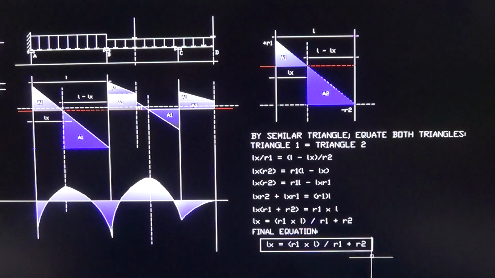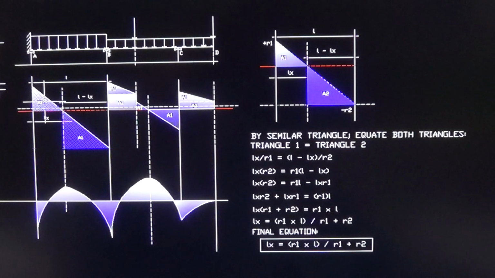So now this is the final equation, how to solve the value of Lx. The final equation is Lx is equal to R1 times L divided by R1 plus R2. And as I said, the R1 here is the reaction RA in the moment distribution. The reaction RA right there in the shear, and R2 is the sum of the positive and negative moment.